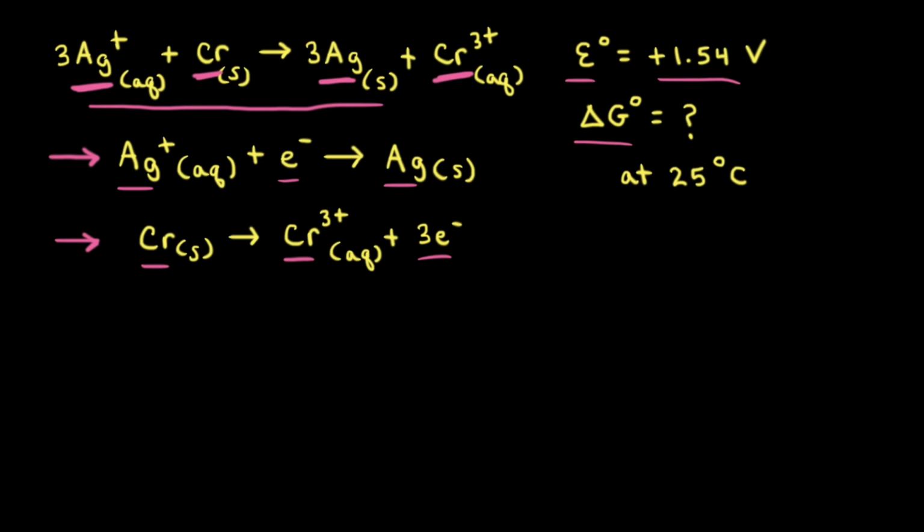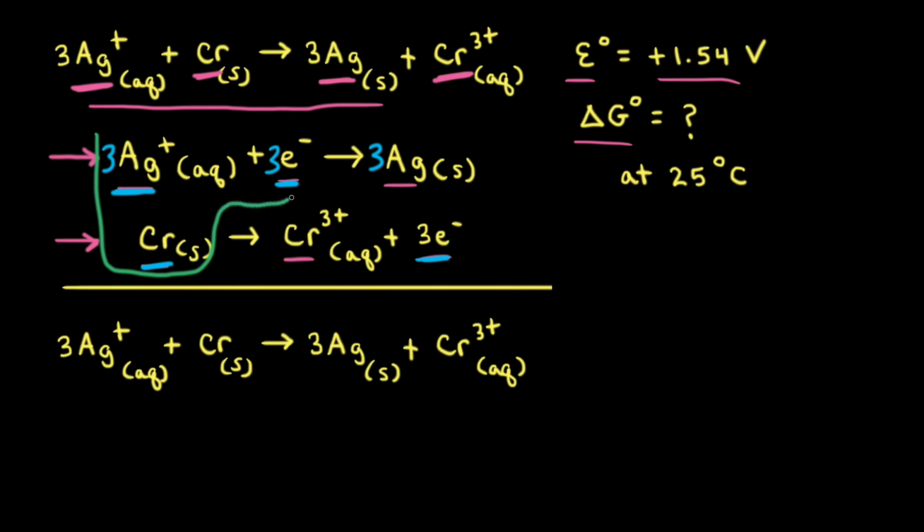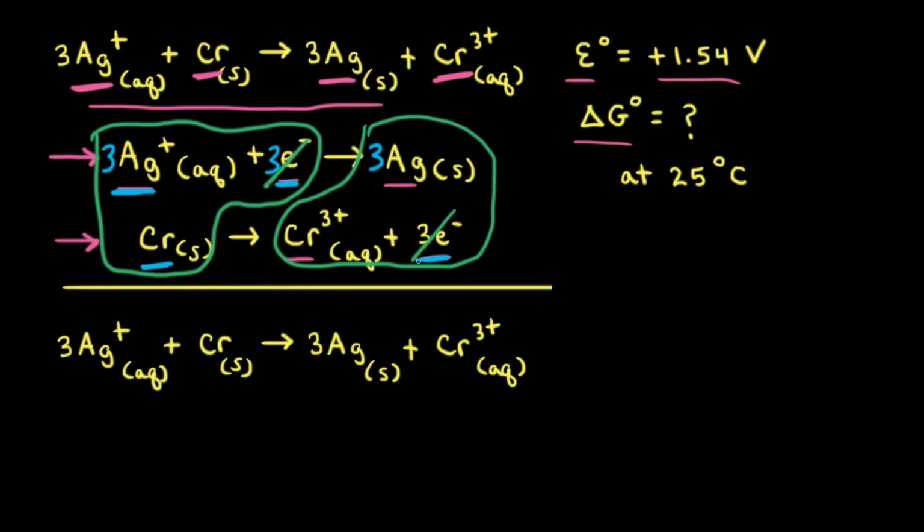Next, we need to figure out how many electrons are being transferred in our redox reaction. In the reduction half reaction, the silver 1+ cation is gaining an electron, but in the oxidation half reaction, solid chromium is losing 3 electrons, and we need to make the number of electrons equal. Therefore, we need to multiply the first half reaction through by a factor of 3. So now when we add together our reactants, all the reactants on one side and all the products on the other side, the 3 electrons cancel out and give us our overall redox reaction.